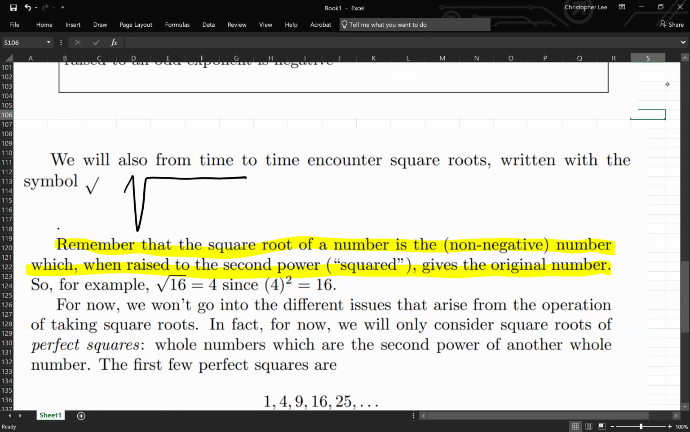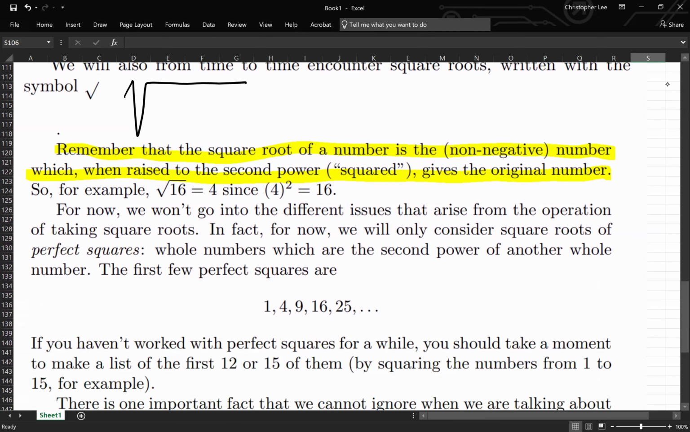Remember that the square root of a number is the non-negative number which, when raised to the second power, squared, gives the original number. So for example, the square root of 16 is 4, since 4 squared is equal to 16. For now, we won't go into the different issues that arise from taking square roots. In fact, for now, we will only consider square roots of perfect squares. So whole numbers which are the second power of another whole number. So the first few perfect squares are 1, 4, 9, 16, 25, etc.